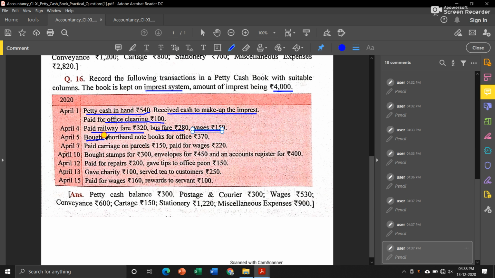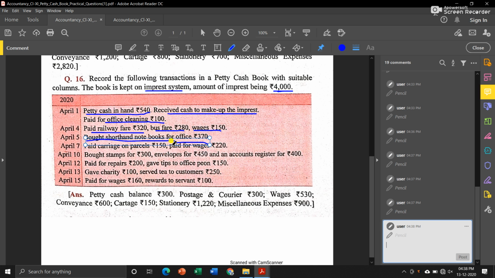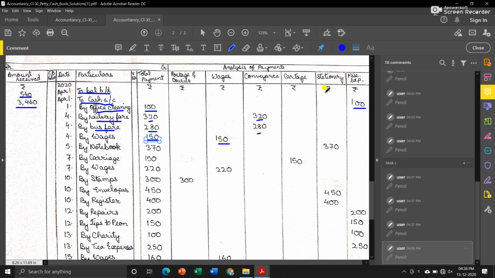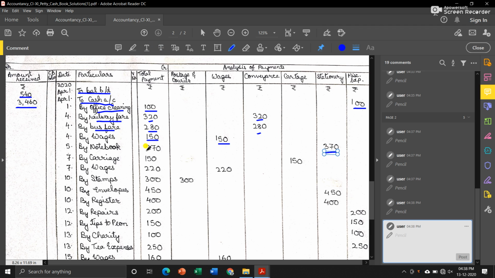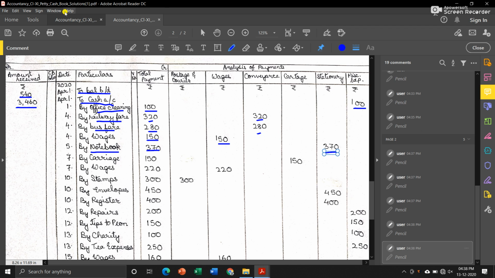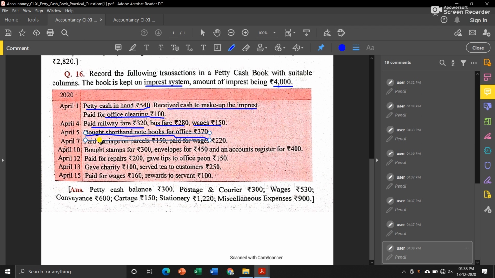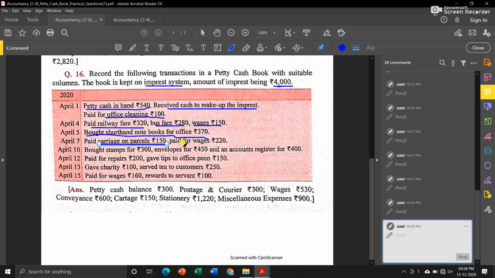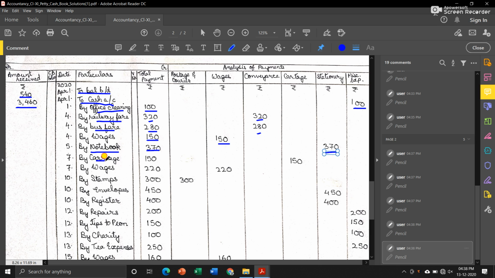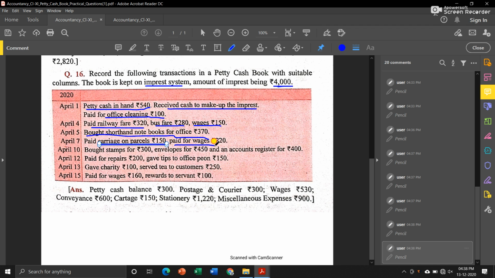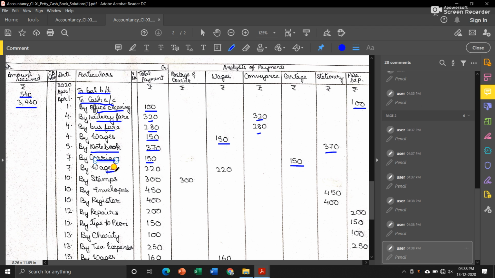Then next, on April 5th, we bought shorthand notebooks for the office, ₹370. Since we purchased the notebook from stationery, it will go to the stationery column ₹370, and here we can write by notebook. Then next, on April 7th, paid carriage on parcels ₹150. Then we can write by carriage 150, and since there is a separate column for cartage, we will write it down in here, 150. Then next we have again paid for wages 220. So we will note it down in total payment 220, and in the wages column again 220.